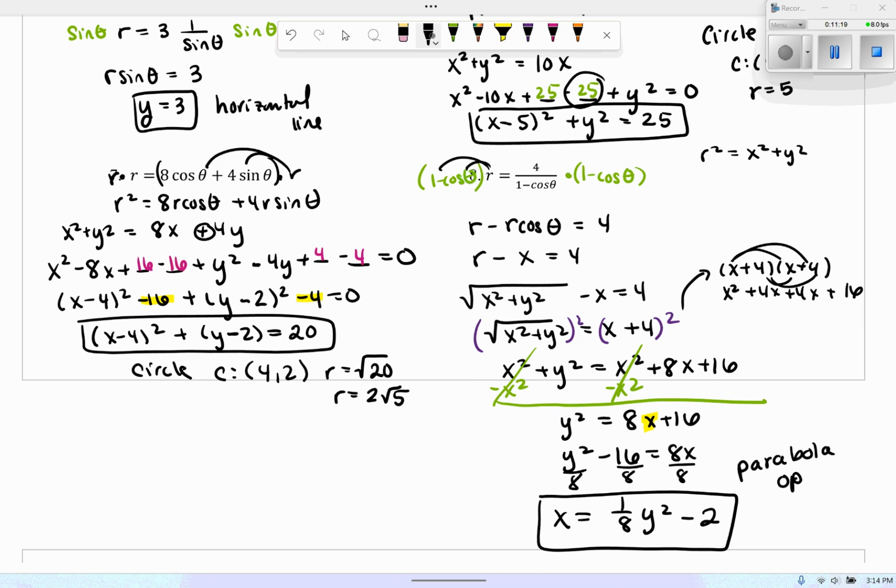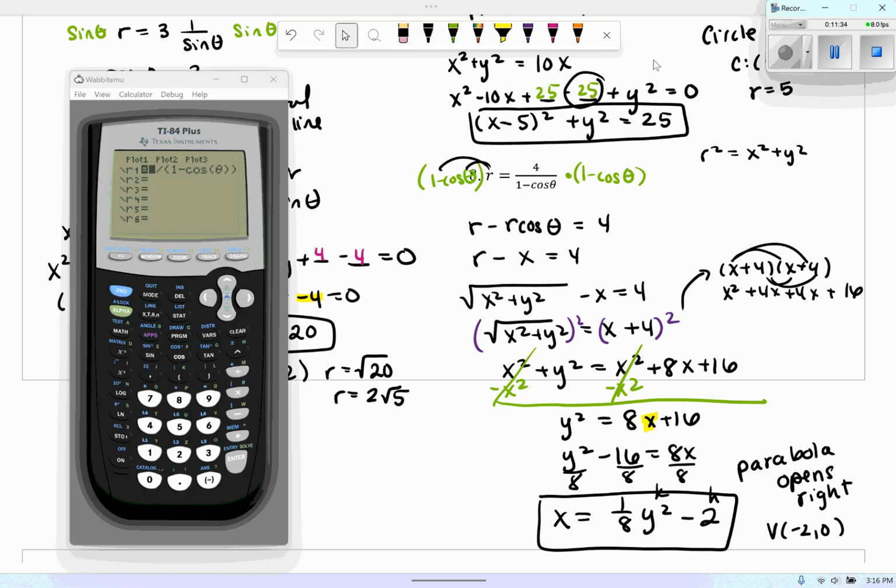It opens right. And the vertex looks like it's at, remember, this is your h, and your k is with your y when it's x equals. So the vertex would be -2, 0.